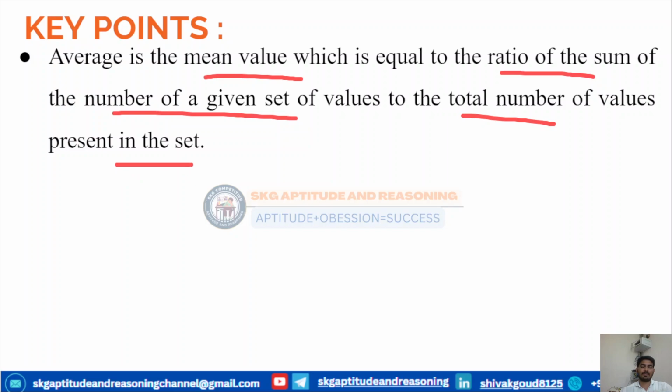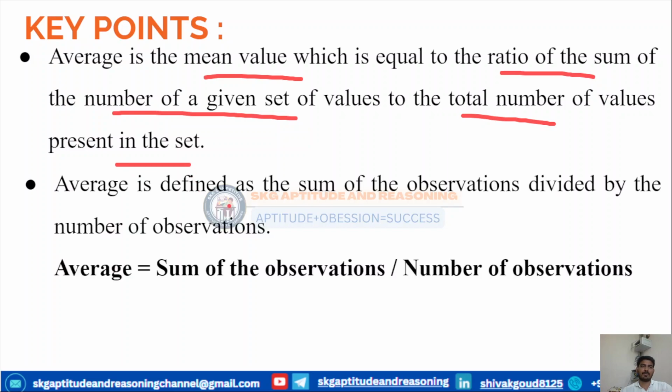So this definition can be simplified like this. The average is defined as the sum of observations divided by the total number of observations. So this can be written like this: Average equals sum of observations divided by the total number of observations. This will be the basic formula which we'll use in our problems to get the answers.